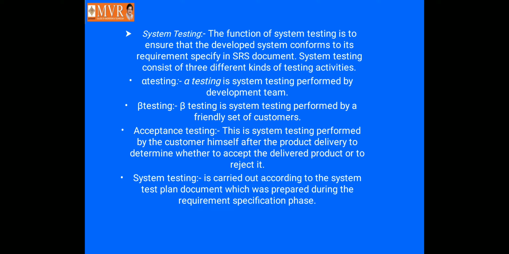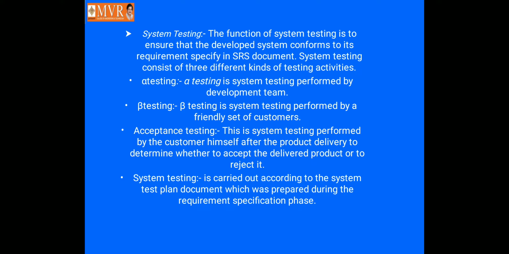In system testing, the function of system testing is to ensure that the developed system conforms to its requirement specifications in the SRS document. System testing consists of three different kinds of testing activities. One is alpha testing, second is beta testing, third is acceptance testing.